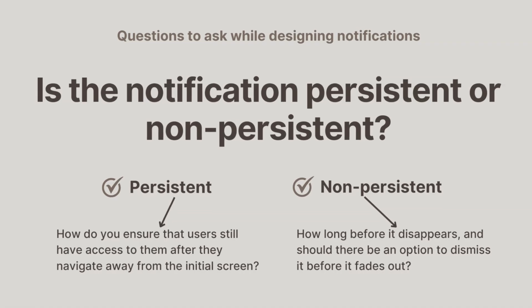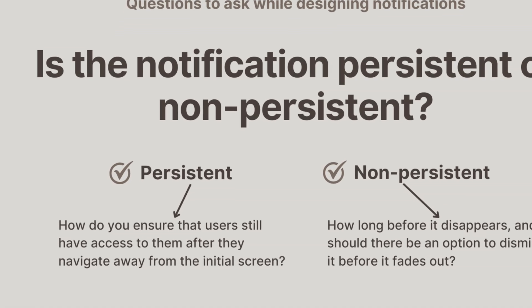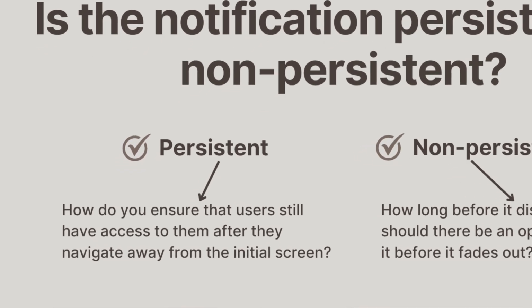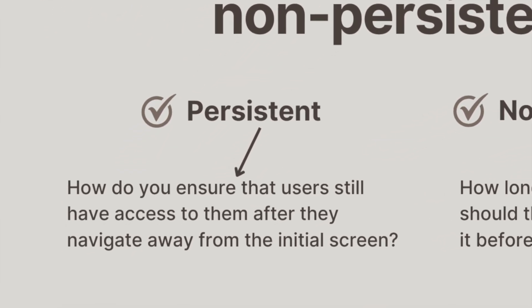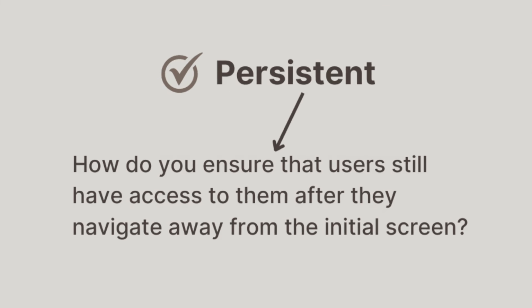Question number 5, is the notification persistent or non-persistent? For persistent notifications, you need to make sure that users still have access to the notification even after they navigate away from the initial screen. An example is if a user has a subscription that has just expired, obviously they want you to renew. The notification will not just come once and go because you want them to renew. What you need to do is that every time they come back to the app, you make sure that it is there. Your subscription has expired, renew. It's not something that you just display once.